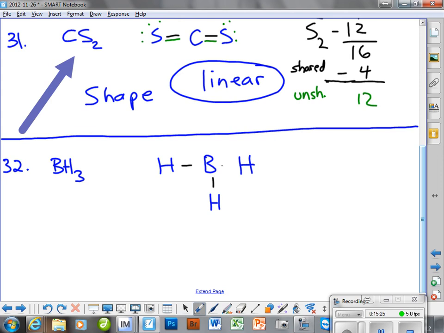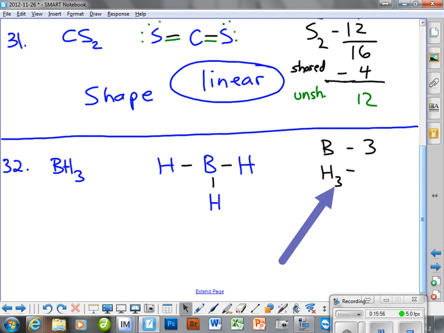These are bonding pairs that I just put in, and so now we have put in a total of 6 electrons. Let's see how many total we have. Boron is in column 3, so it has a total of 3 valence electrons. And hydrogens, we have 3 of those. Hydrogen is in column 1 and so has 1 valence electron, 1 times the 3 hydrogens. Here we go, we have 3 hydrogens here. So 1 times the 3 hydrogens would give us a total of 3 valence electrons.